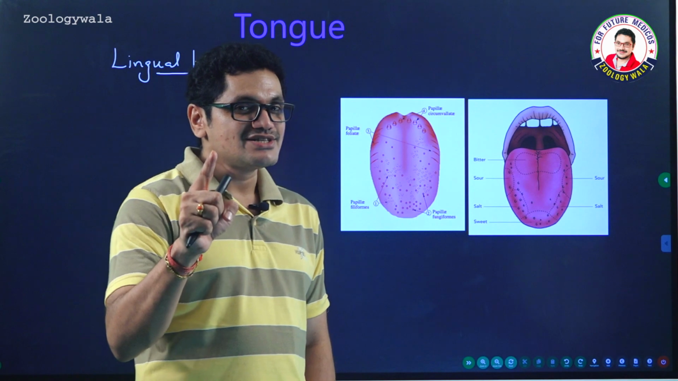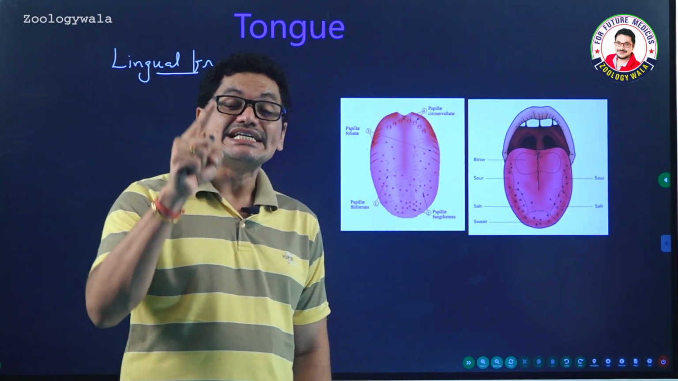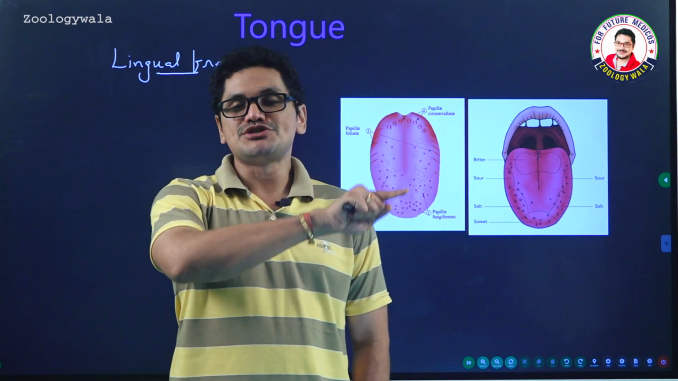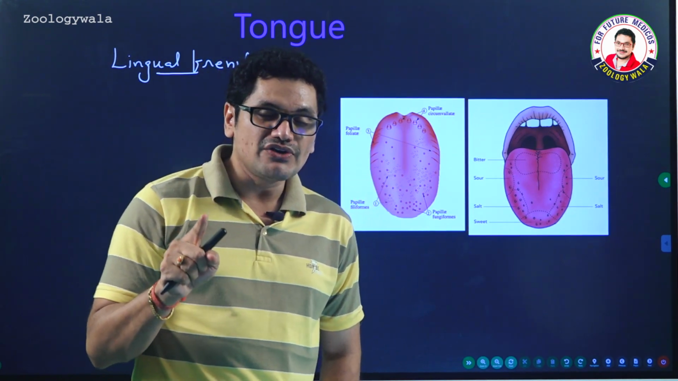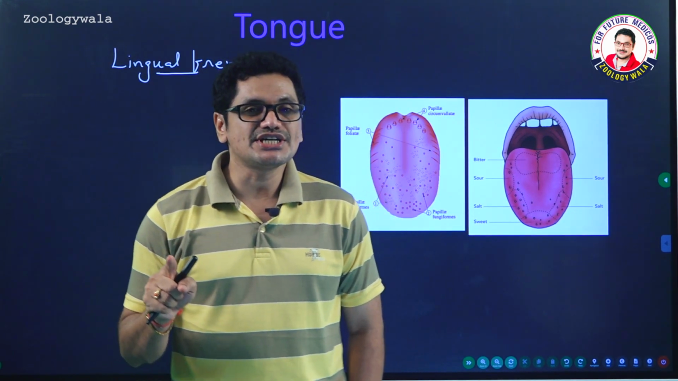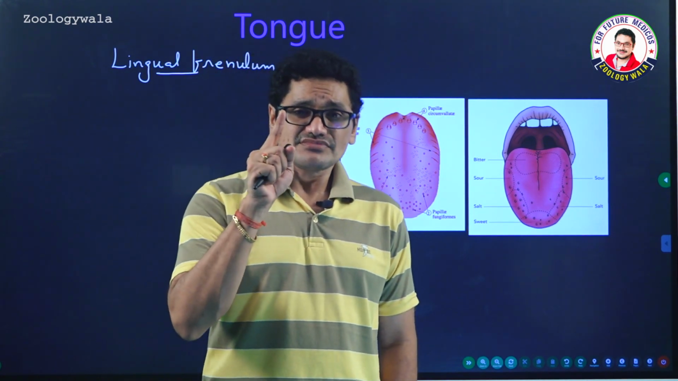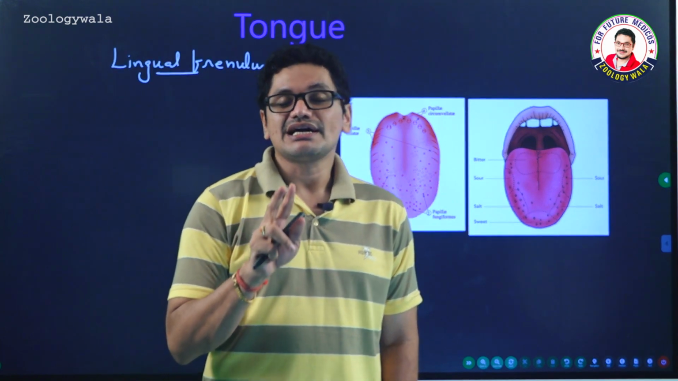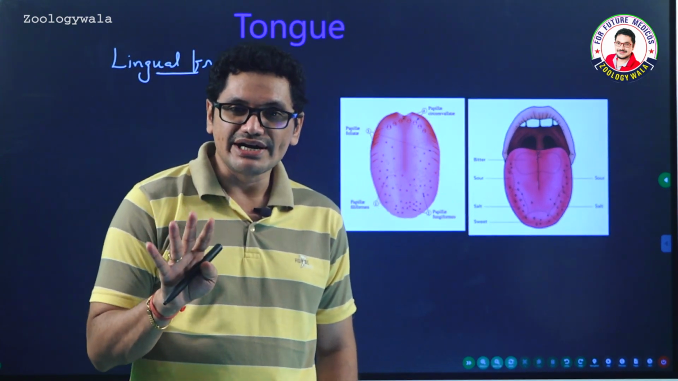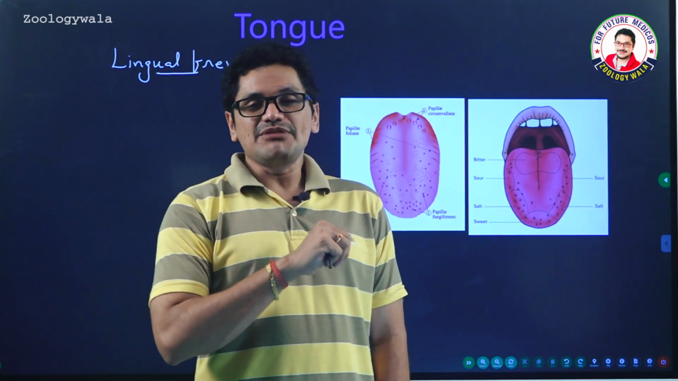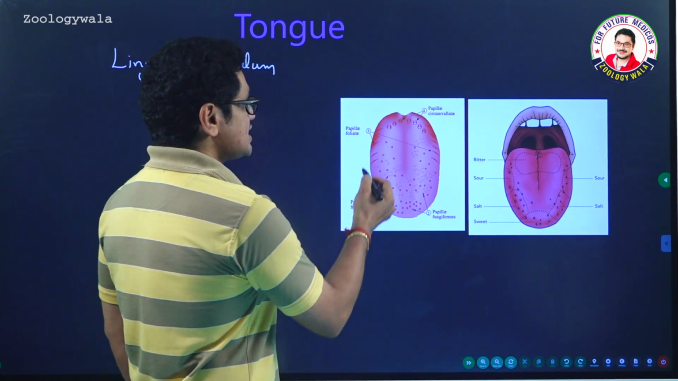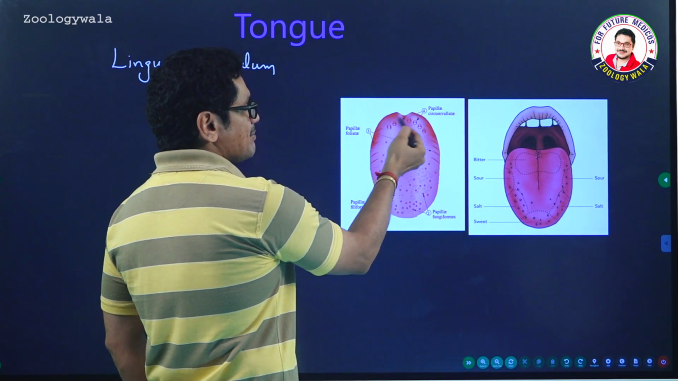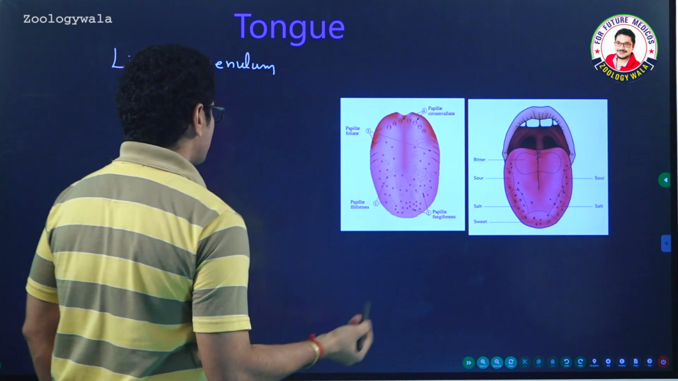As I said, the tongue is the universal toothbrush, and it contains a number of projections called papillae, some of which bear the taste buds. This is the point you have to remember. In the CBSE textbook it was mentioned that some of the papillae contain taste buds, but not all papillae contain taste buds. There are different types of papillae present in the tongue. You see here, the papillae present here are called circumvallate papillae.